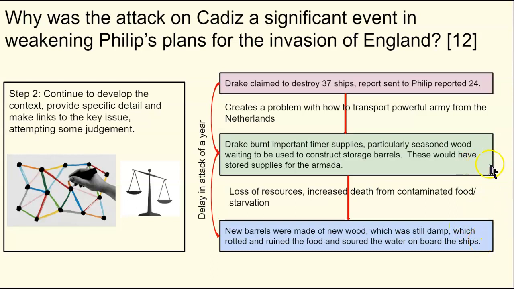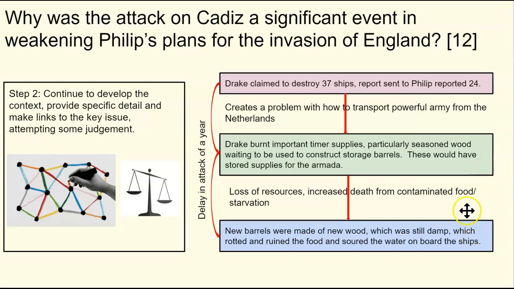We can then make a connection between these last 2 points, this middle point and this bottom point. So these barrels have been destroyed by Drake, and so have the older timber supplies, the seasoned wood. So this means that in order to increase the amount of people that they can transport, they want to try and increase the amount of resources that they can use as a transport as well. So they want to create more barrels, but the problem is these new barrels are made of new wood, which is still damp. That means that there's issues with these barrels. They contaminate the food, they break, they lose the resources.